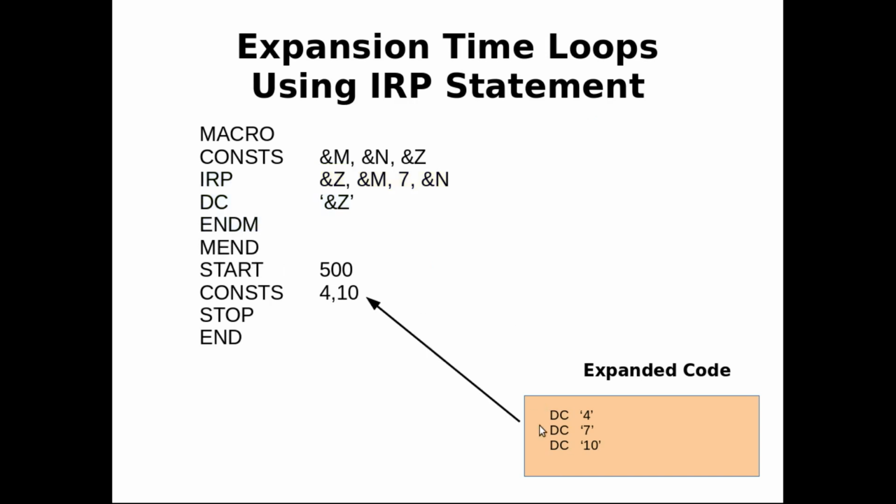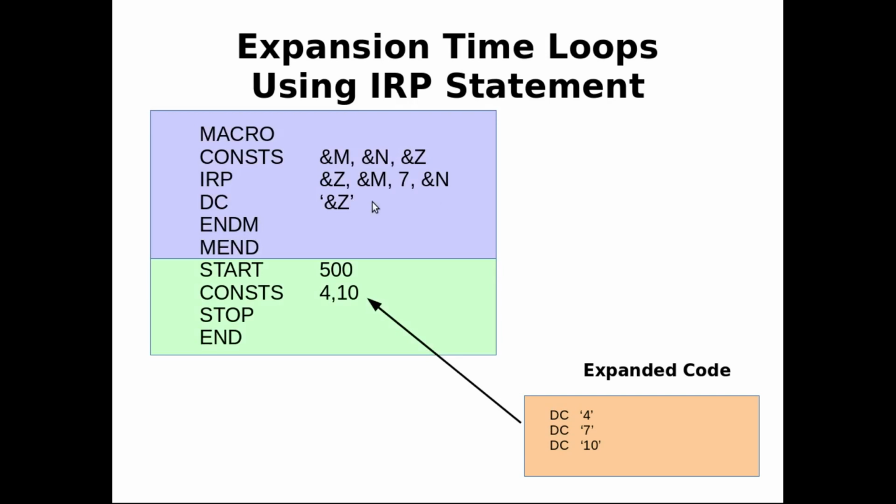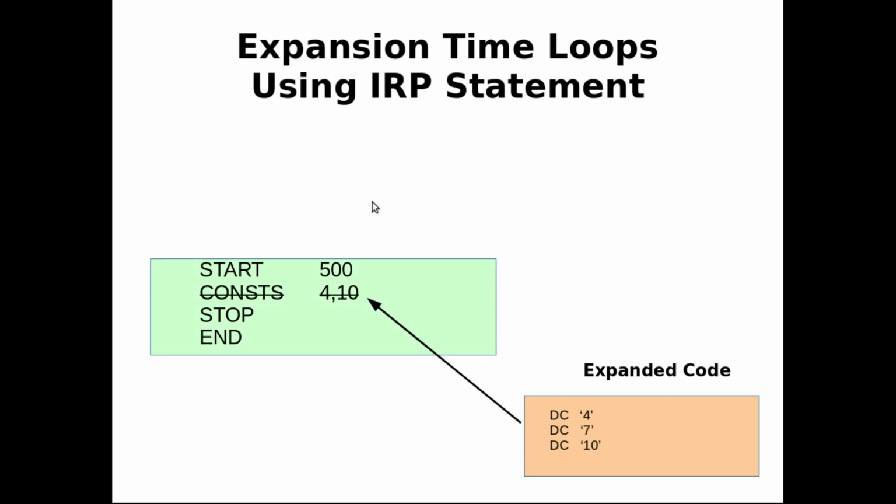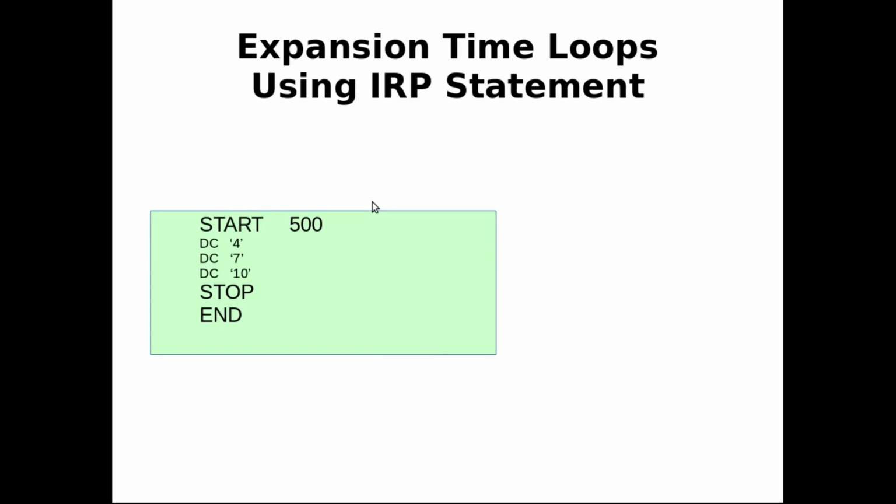So at the end we have this expanded code, and the macro call can be replaced with this expanded code. So we can remove the macro definition, we can remove the macro call, and in place of the macro call I can place the expanded code, and this should be the final code that is generated. So what the macro did is define 3 new constants, 4, 7 and 10. So this is how the IRP statement works.